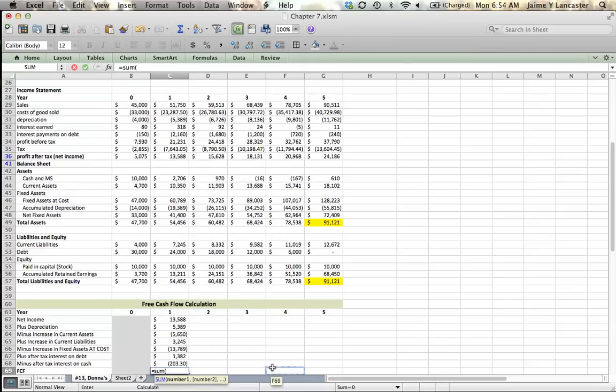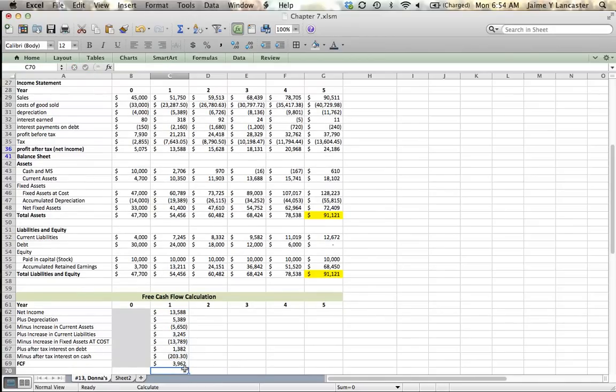And then I'm going to use my sum command, because I've adjusted all these signs so that they're facing the right direction. I close my parentheses and I hit return. So my free cash flow for the year was $3,962.